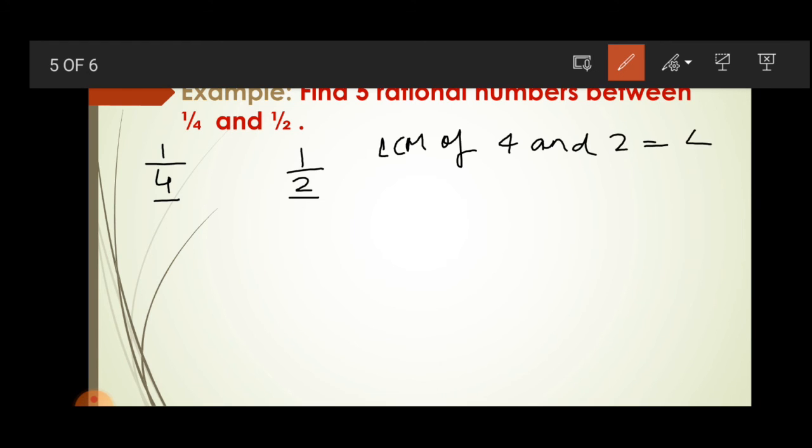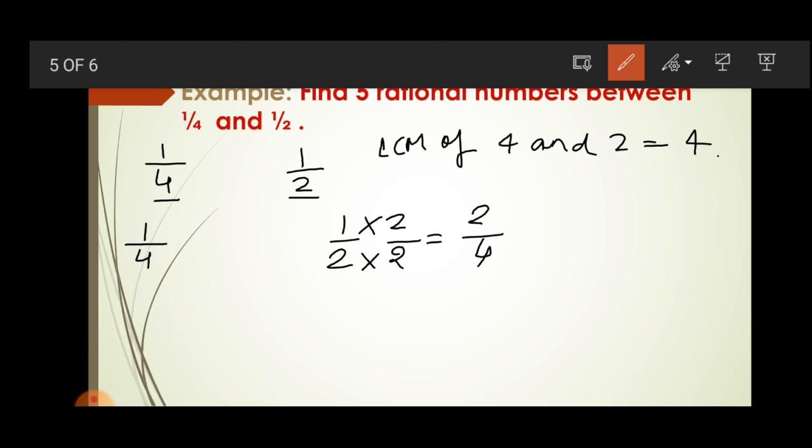Here the denominator of 1 by 4 is 4. We know 2 into 2 is 4. So multiply numerator and denominator of 1 by 2 by 2. We get 2 into 1 is 2, 2 into 2 is 4.